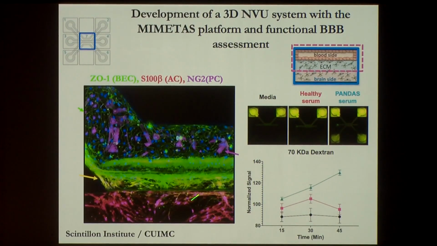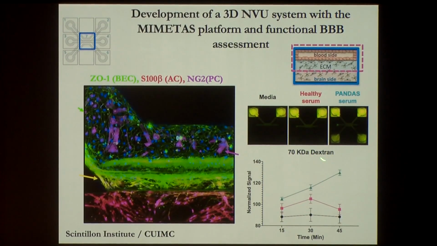And so we have used this then to ask the question: how do the sera from children who suffer from PANS or PANDAS affect the barrier properties? To do that, we can inject tracers in the tubule, the blood side, and measure the diffusion of these tracers across in the intermediate and in the bottom channel.